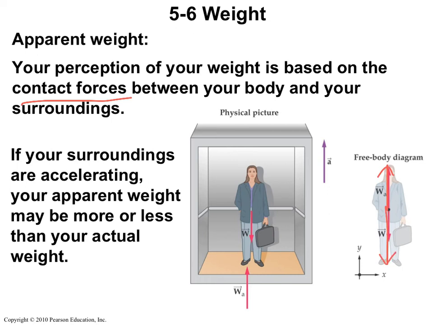So what is this going to look like? Well, my weight is my mass times gravity. However, we also have our apparent weight, which is going in the opposite direction. So we have mass times some acceleration. Now, if my weight is going down and my apparent weight is going up, I'm going to have to subtract these two.